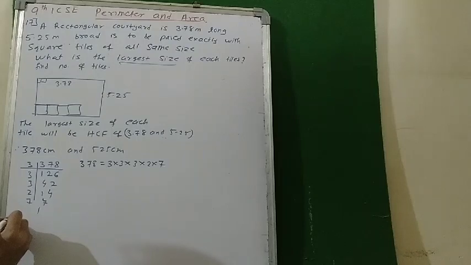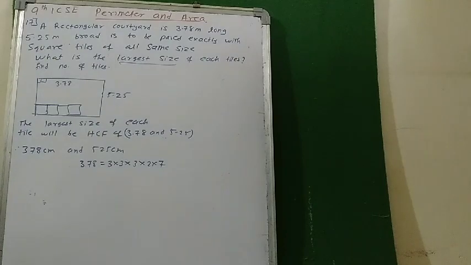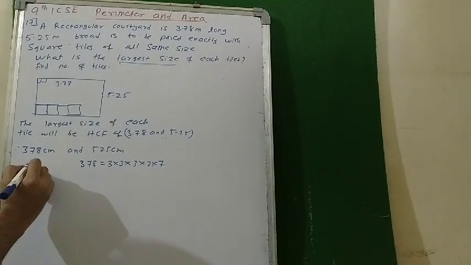And what about 525? 525. So 525 is divisible by 5.